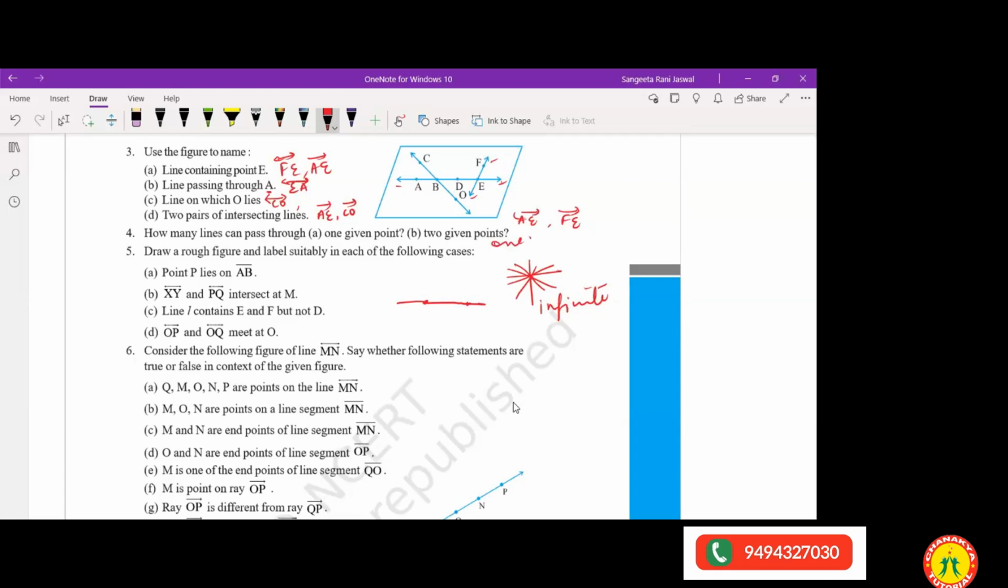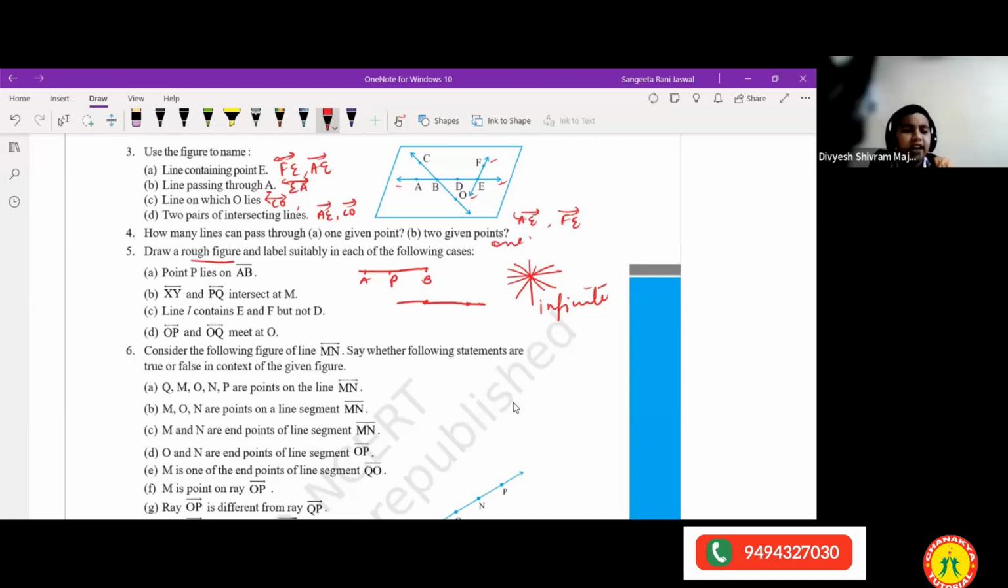Okay, now draw a rough figure and label suitably in each of the following cases. Point P lies on AB. Now you have to make a figure in such a way that point P lies on AB. Can you make a figure? A general figure where point P lies. Now suppose this is a line AB, A to B, and I say you have to make a point P which lies on AB. Can it be like this? A simple thing. Make a rough figure by showing point P lies.